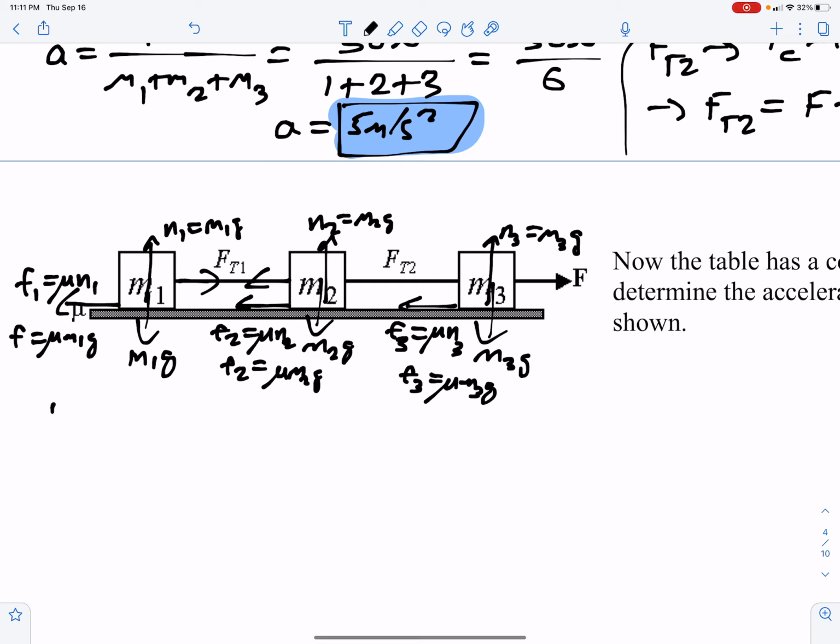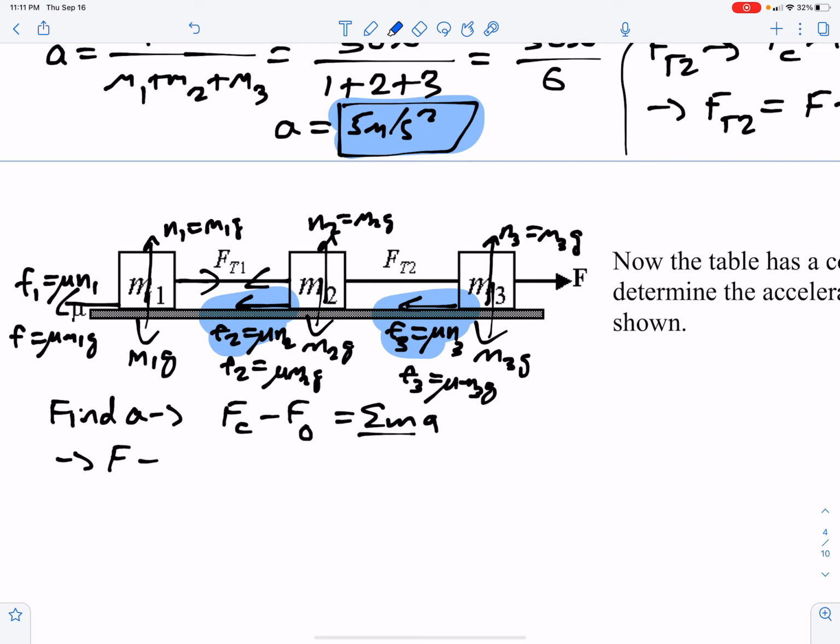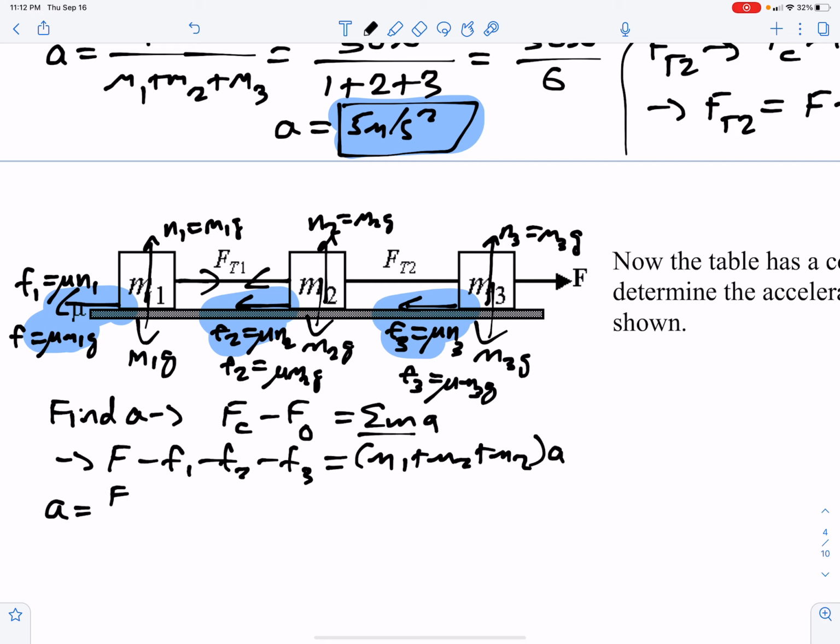Okay, to find the acceleration, we're going to do exactly the same thing we did before. Newton's second law. Causing force minus opposing force equals sigma ma, total mass accelerating. Your causing force is still F. But this time you have 1, 2, 3 opposing forces. So you're going to subtract all of them. So minus F1, minus F2, minus F3. We have 3 opposing forces. Equals the sum of your masses times acceleration. Divide out the sum of your masses, and we've got F minus mu times M1G minus mu times M2G minus mu times M3G, all over the sum of the masses, M1 plus M2 plus M3.